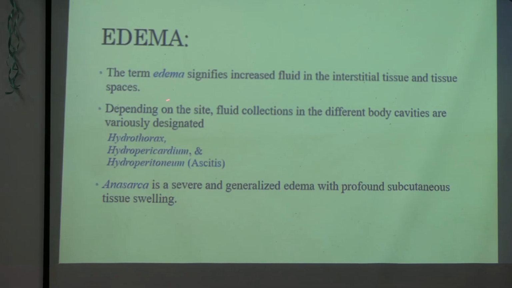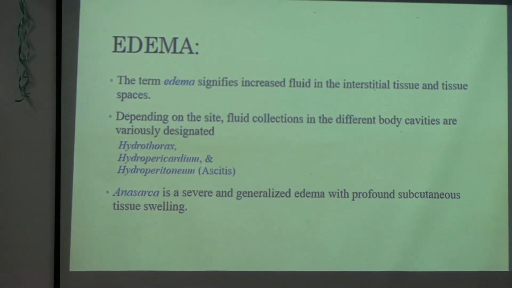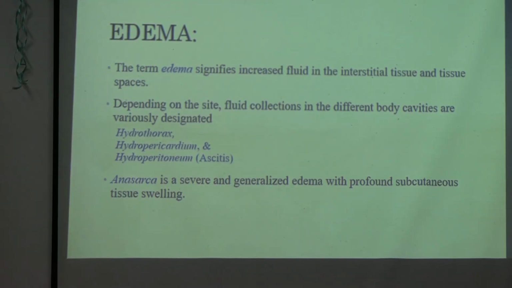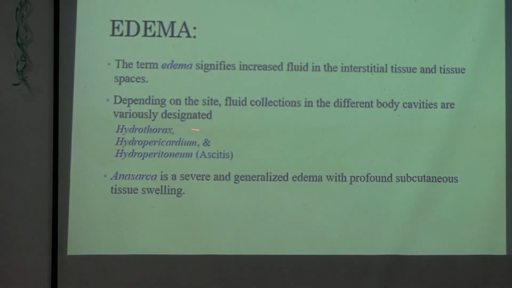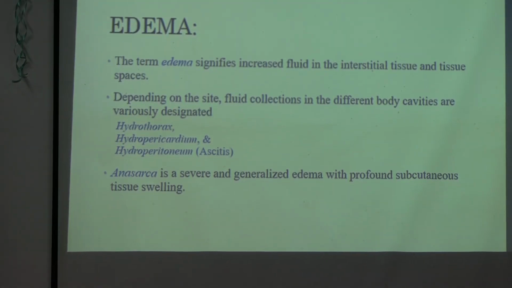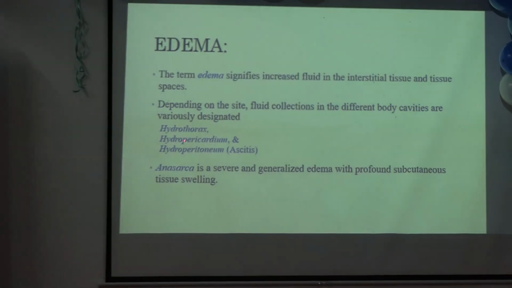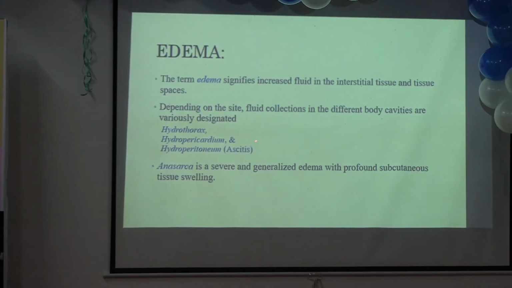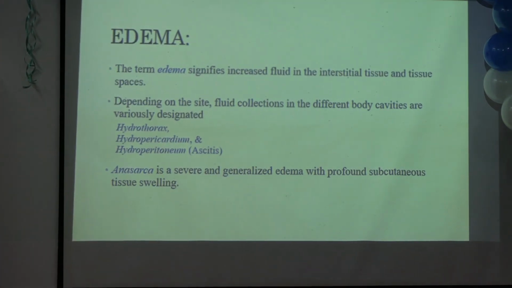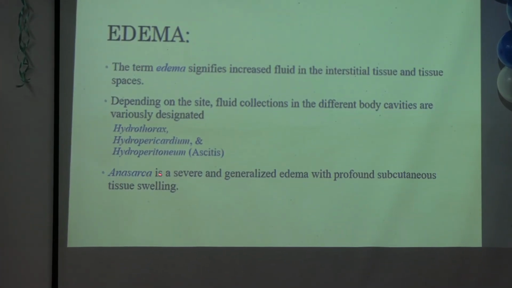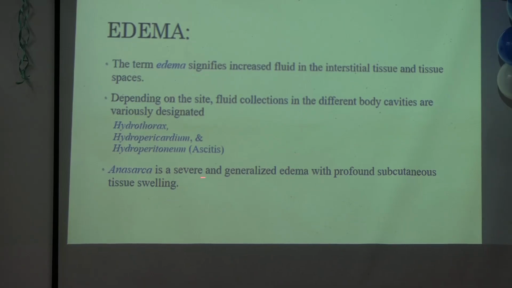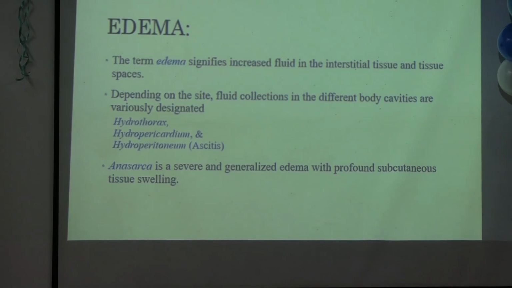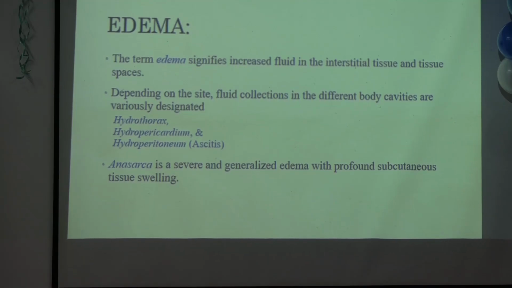Okay. So now not only in the interstitium, this fluid can be collected in the different body cavities as well. So when it is collected in the thoracic cavity, it is called hydrothorax. In the pericardium, it is called hydropericardium, and in the peritoneum as the hydroperitoneum, commonly known as ascites. Now what is anasarca? When there is severe and generalized edema with profound subcutaneous tissue swelling. Okay, please remember this term, anasarca.